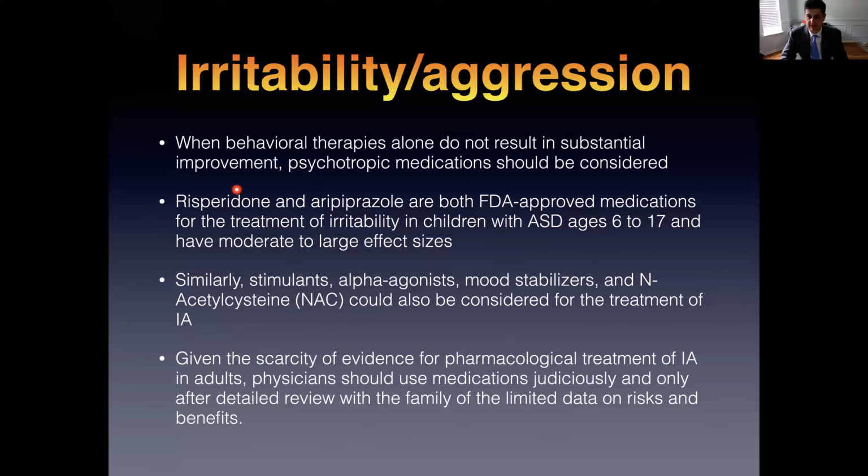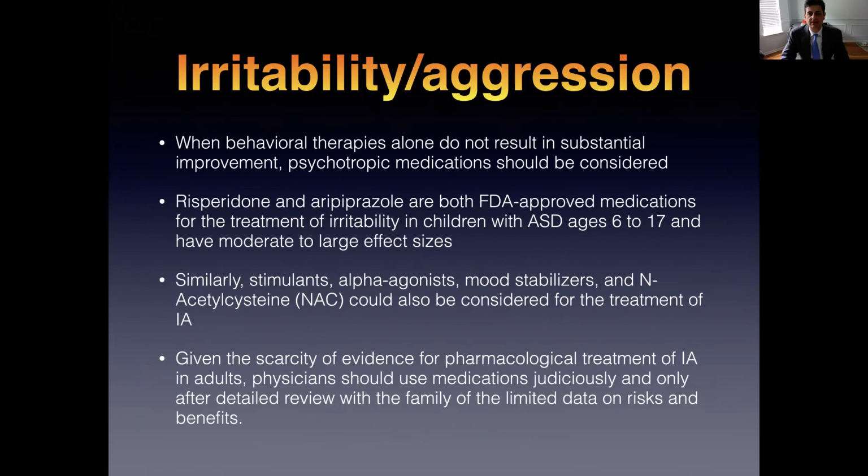So again, risperidone and aripiprazole, those are FDA approved, have good evidence, and this middle row here, not as strong evidence. And again, especially in adults, when physicians don't have that real solid evidence, we have to proceed cautiously and really discuss in detail with the family what the risks and benefits are of medication. There's no hurry here to medicate before we have looked at all options.